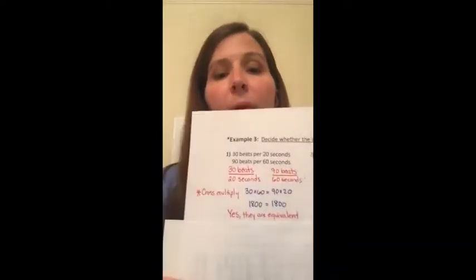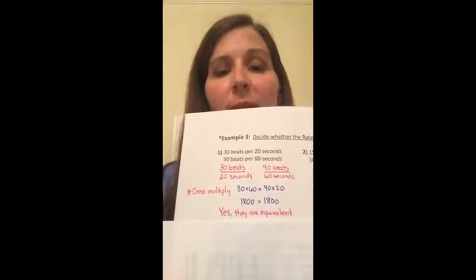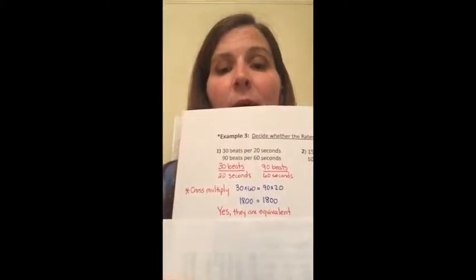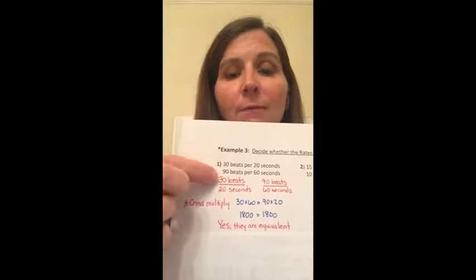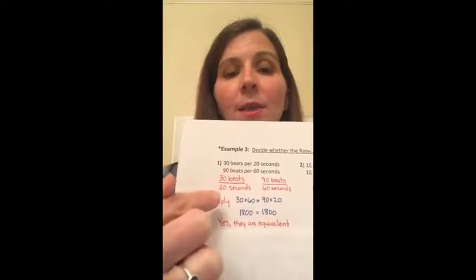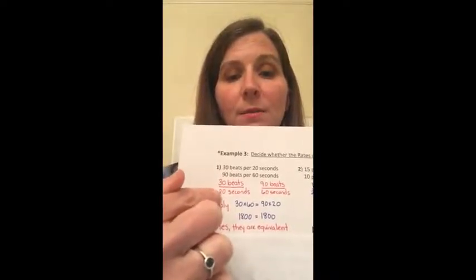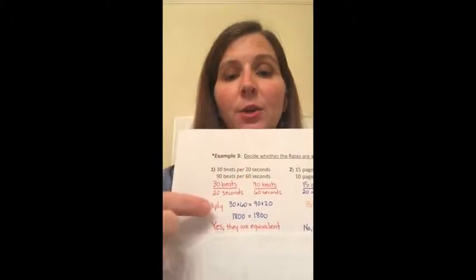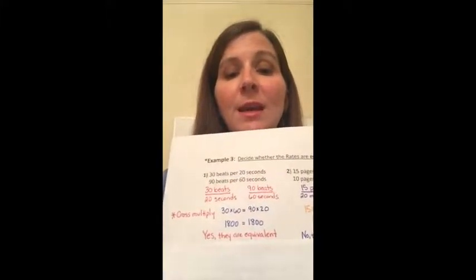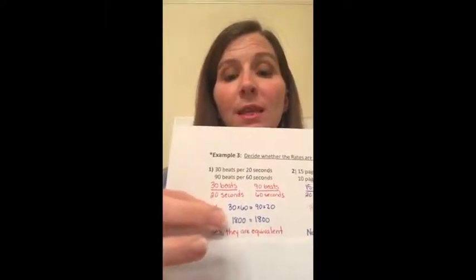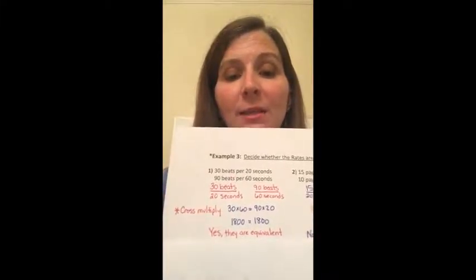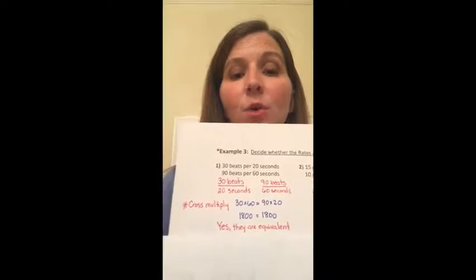Now, a new way that you can do it, and some people find this method easier, is cross multiplication. So if I set up my 2 rates, 30 beats for 20 seconds, 90 beats for 60 seconds, when I cross multiply, I'm going to say the numerator of my first rate times the denominator of my second rate, and then my denominator of my first rate times the numerator of my second rate. So 30 times 60, 90 times 20. If they are equivalent, you should get equal numbers. So in this case, you get 1,800 equals 1,800. So yes, they are equivalent.